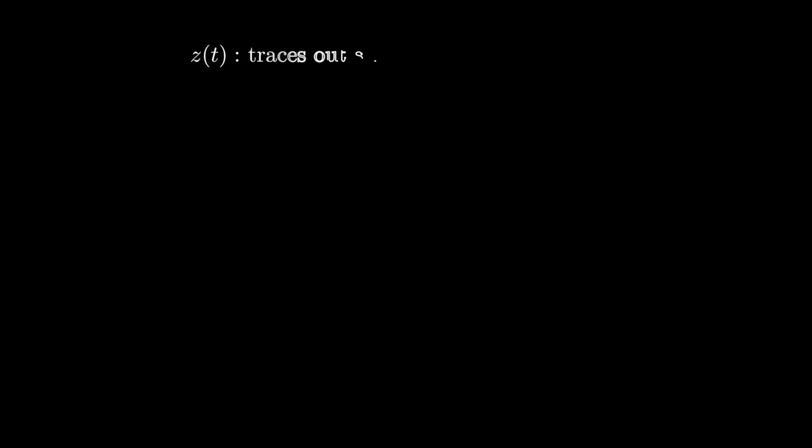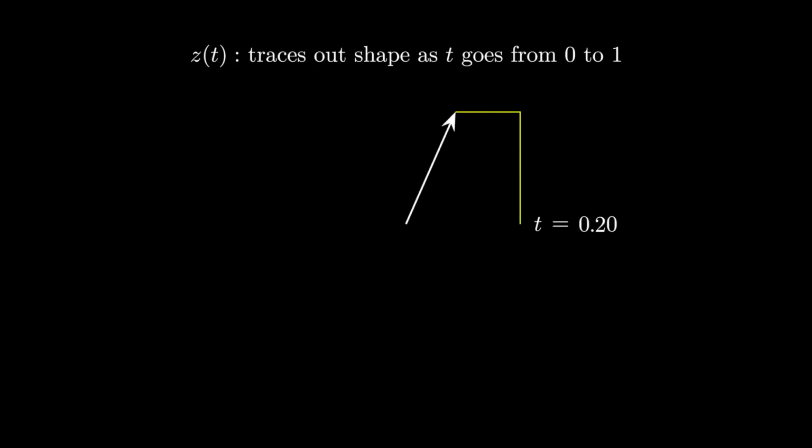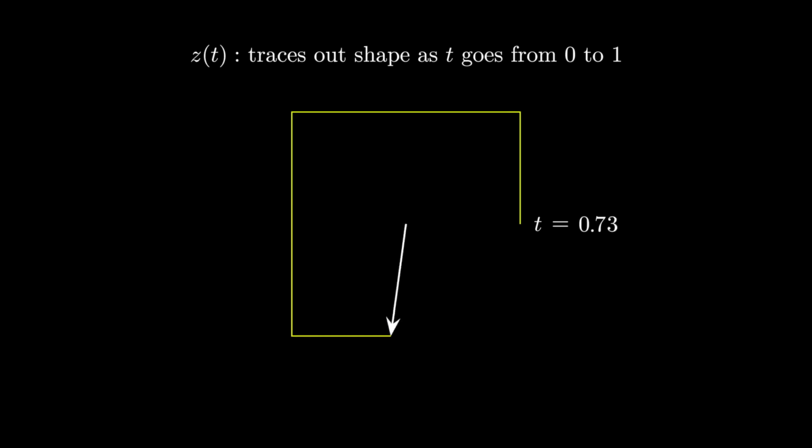Let's assume someone hands us a complex function that traces out some shape, like a square, as time runs from 0 to 1. We'll discuss where we might get this function a little later, but for now you can just assume it's given.